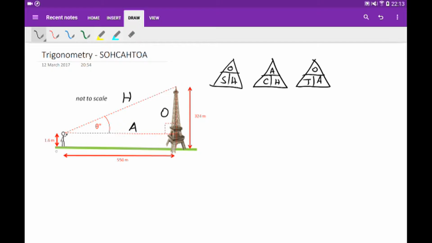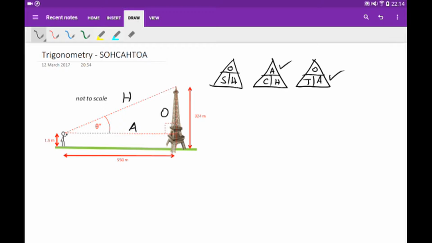Now when I look at my diagram, straight away I can see I know the adjacent side. That's the length of this side here. It is 550 meters. So I can tick A wherever I see it in my triangles. Then I can see I don't know the hypotenuse, and it doesn't appear that I can work it out at all. So I need to know the opposite. And then I do have two measurements here, 1.6 meters, the height of this person, and 324 meters, the height of the Eiffel Tower.